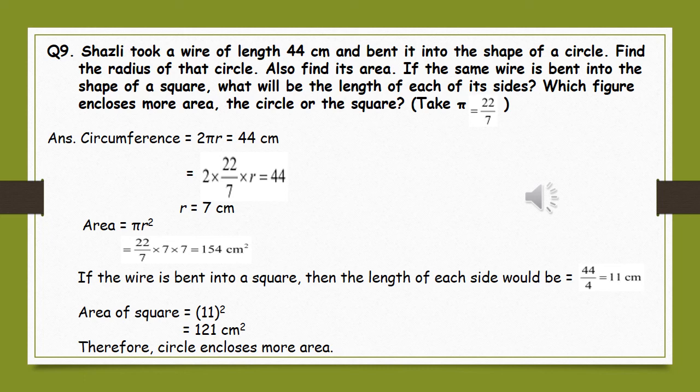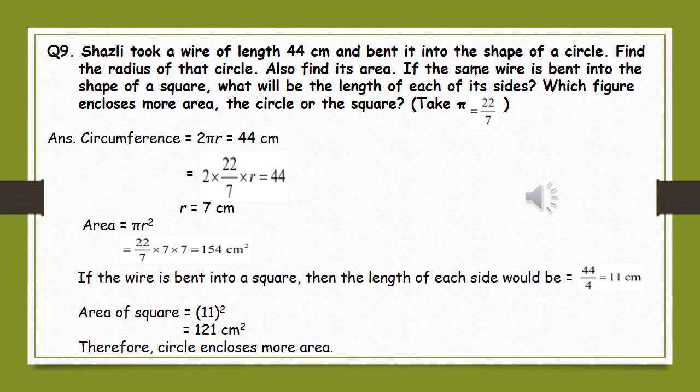Here the circumference is given by the formula 2 pi r and the value provided in the question is 44 centimeter. So we are equating them by using the value of pi. 2 into 22 by 7 into r, that is equal to 44 centimeter. If you reduce, we are getting r is equal to 7 centimeter. Area formula is given by pi r square, that means 22 by 7 into 7 square or 22 by 7 into 7 into 7. So if we calculate, we are getting 154 centimeter square. That area is covered by a circle.